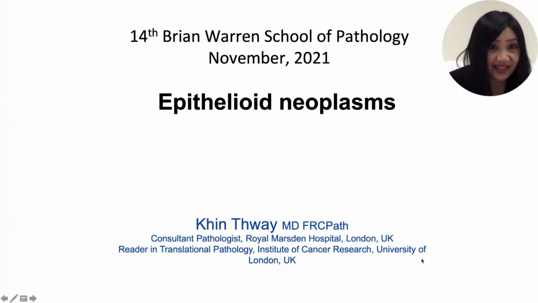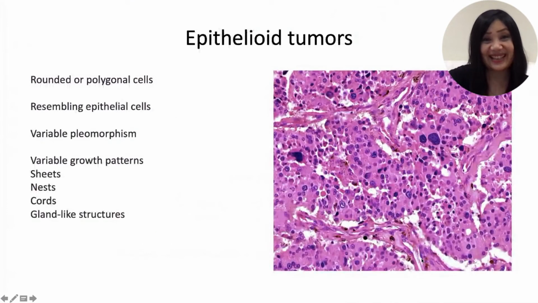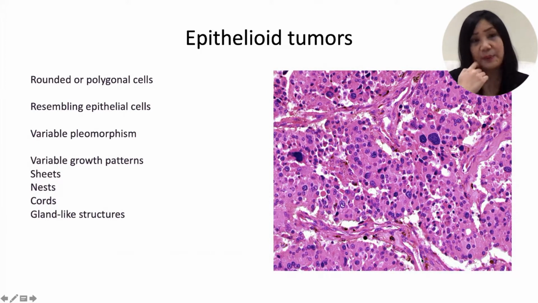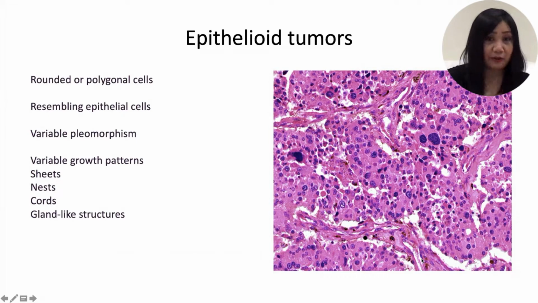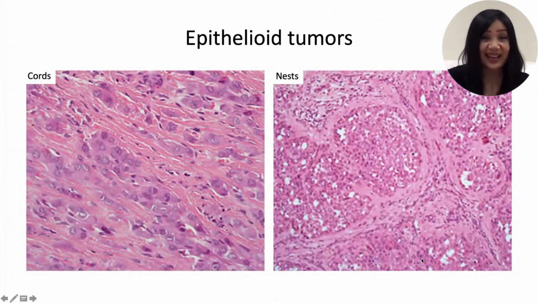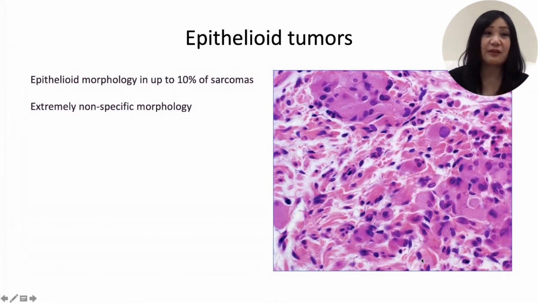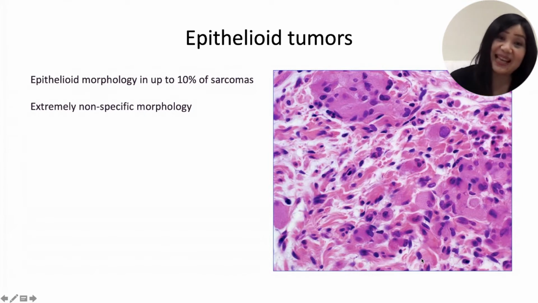So the last talk is on epithelioid neoplasms. Epithelioid tumours are a very wide spectrum of tumours composed of round or polygonal cells resembling epithelial cells, with variable pleomorphism and variable growth patterns, so nested, cord-like, sheet-like. The epithelioid morphology is extremely non-specific and can actually be seen at least focally in up to 10% of sarcomas.